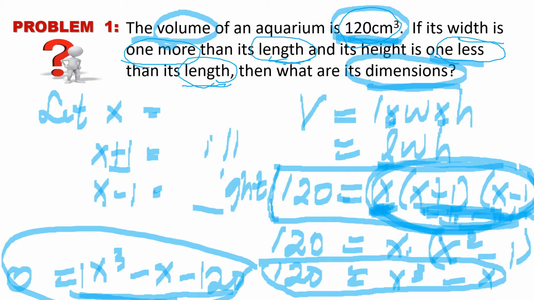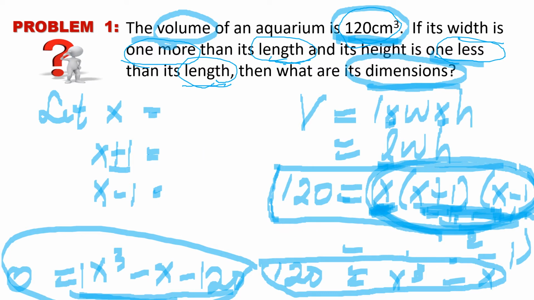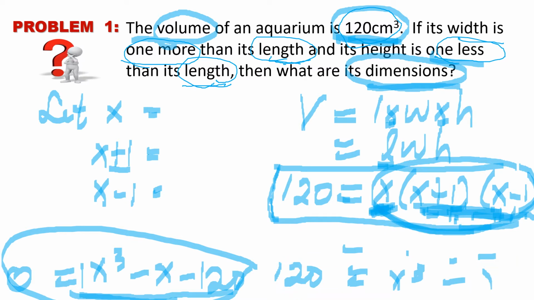So let me erase this part and look for the possible values of x. Let me erase this part. Anyway, you know already that this is our polynomial. And now we're solving for the value of x so that we will know the dimensions of the aquarium.